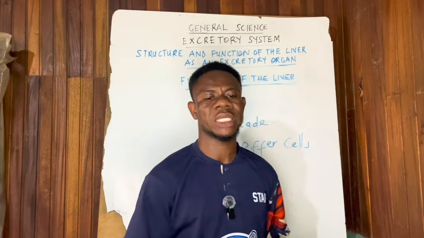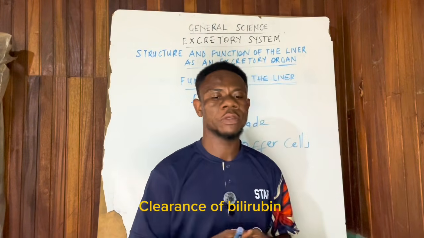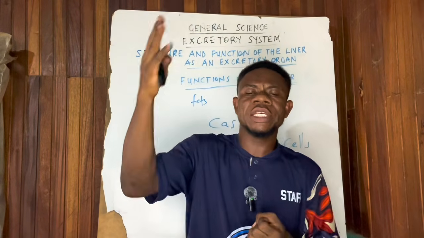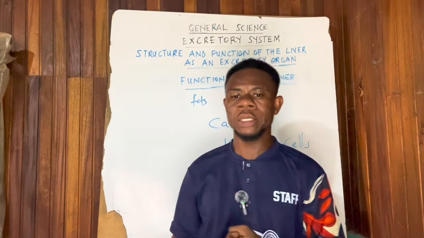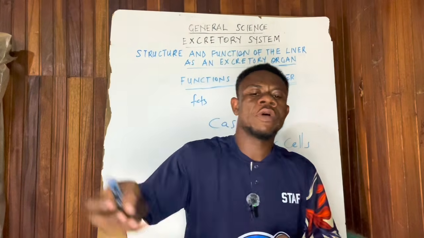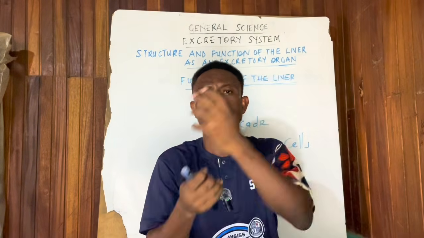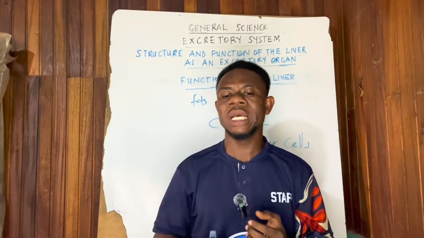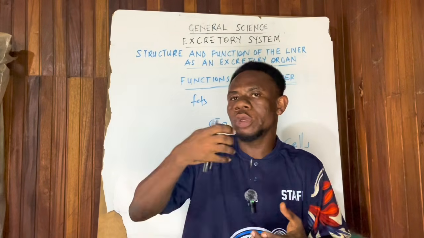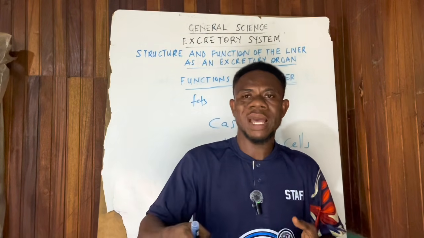The last one we will talk about is the clearance of bilirubin. Now, bilirubin is produced from the hemoglobin breakdown. The body is able to break down hemoglobin. The liver captures and processes the bilirubin, then conjugates the bilirubin. This makes it water soluble. Then it excretes bilirubin as bile.